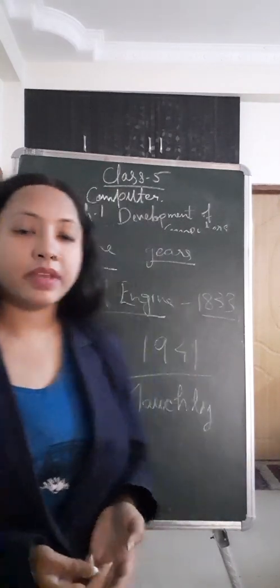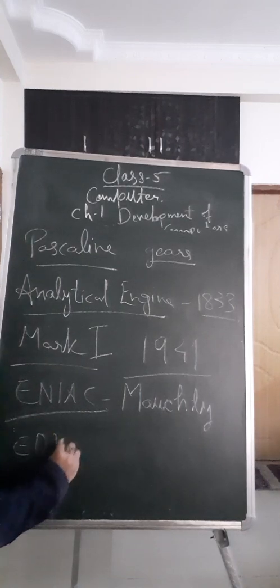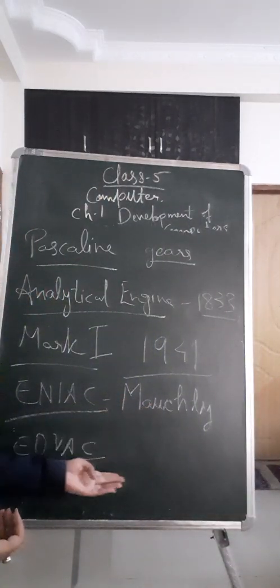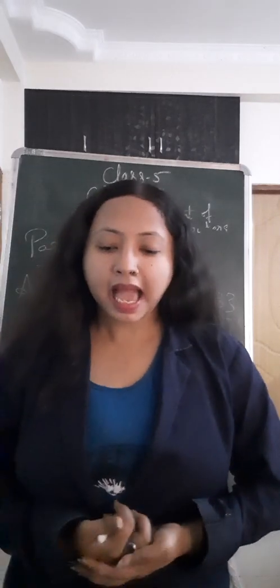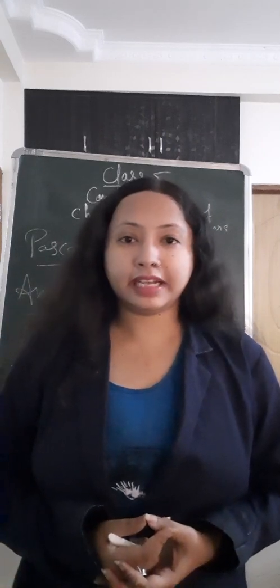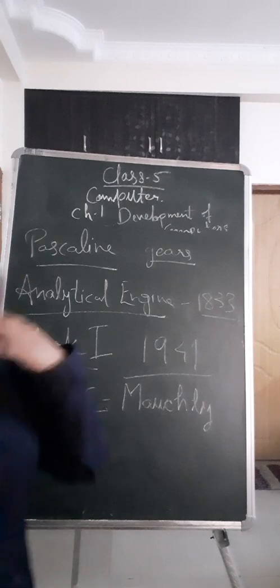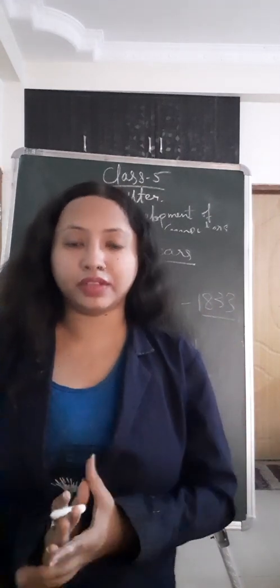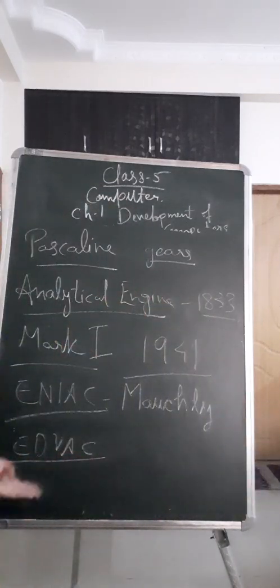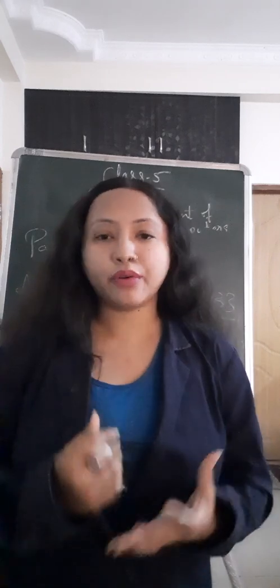Now the next one we have is EDVAC. This EDVAC was again invented by Mauchly in 1949, children. John von Neumann was also involved with Mauchly in the development of this EDVAC machine, and it was based on the concept of a program being stored in the computer along with the data. The earlier machines had only data, but this EDVAC also contained programs in it.